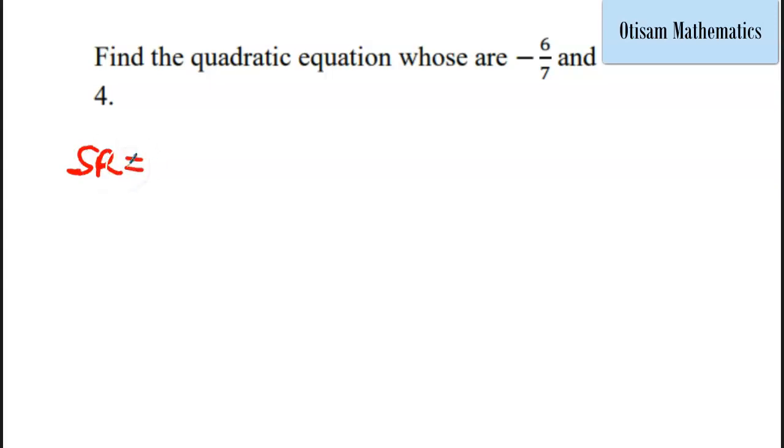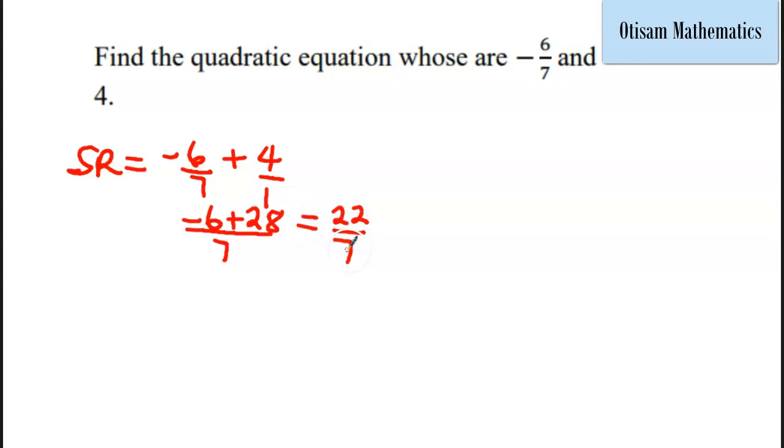Sum of roots is equal to minus 6 on 7 plus 4. So the LCM is 7. 7 into 7, 1. So minus 6 plus 28, which is equal to 22 on 7. Our product of roots is minus 6 on 7 times 4, minus 6 times 4, which is minus 24 on 7.